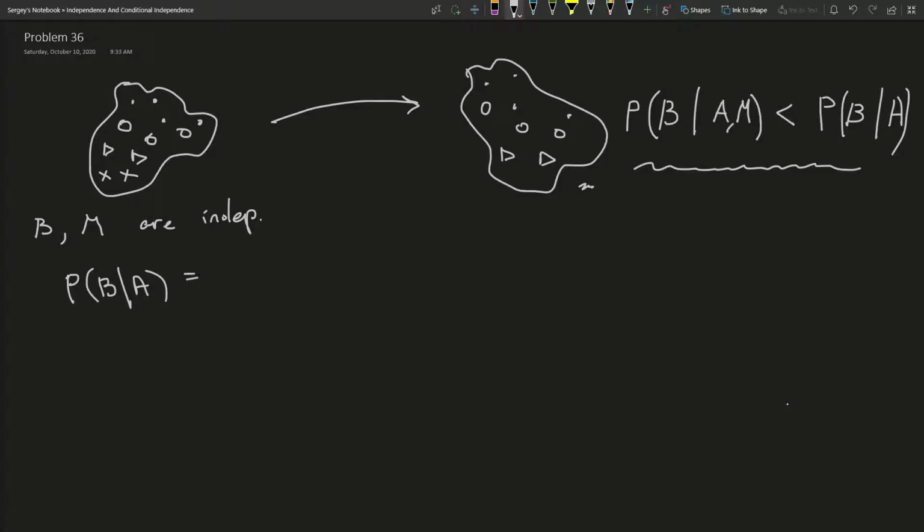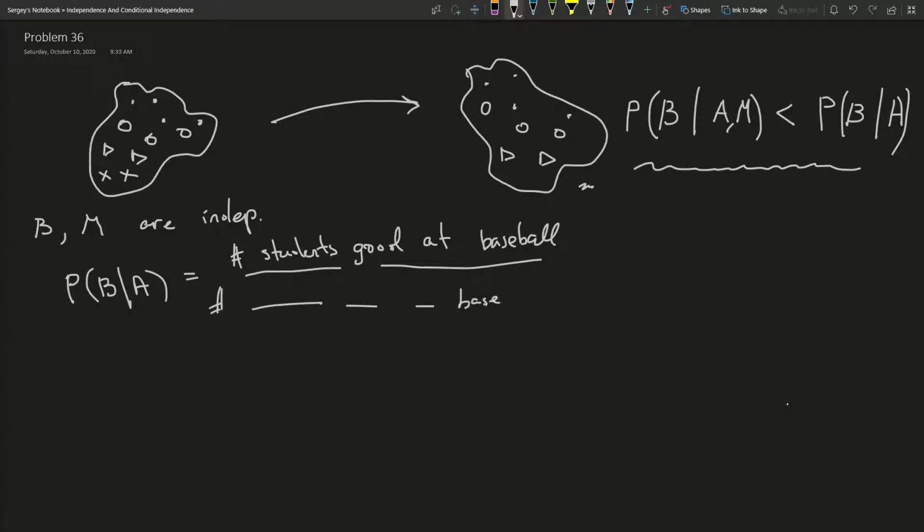So this probability is the number of students who are good at baseball over the number of students good at baseball or math, let's say or both. Notice that in the numerator here, I'm not writing the number of students good at baseball and having been accepted, although that is the definition of conditional probability.